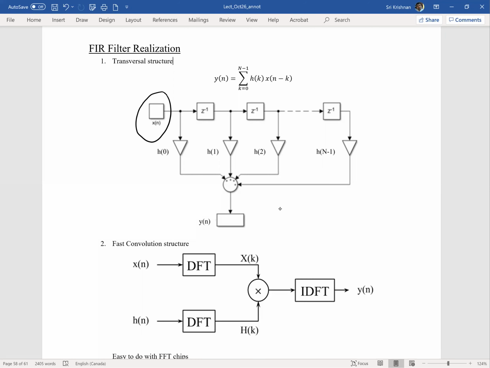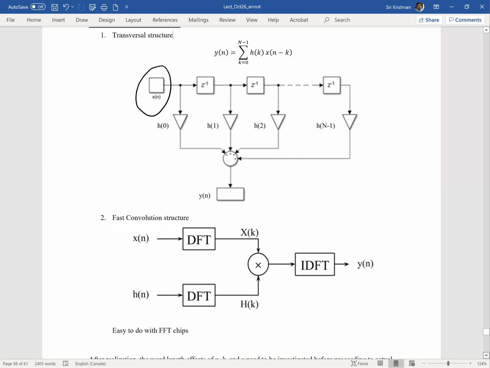So we have seen this straightforward notation before, and the thing here is that the number of multipliers will denote the order of the filter. In this case, if you go from n equal to 0 to n minus 1, we have n of those multipliers, so the order of this filter is n. Also, when you have more of these delay elements, they all add to the latency of the system. So this is one realization, a straightforward realization called the transversal filter structure.